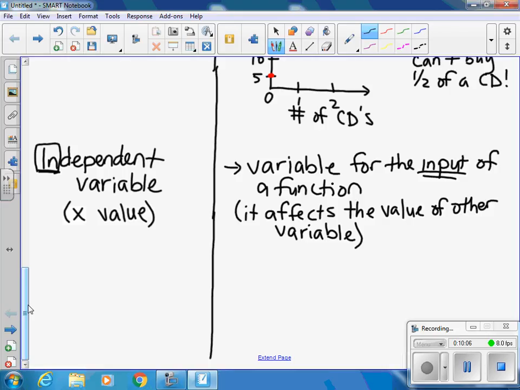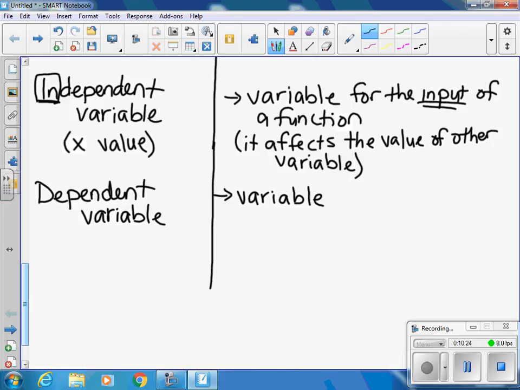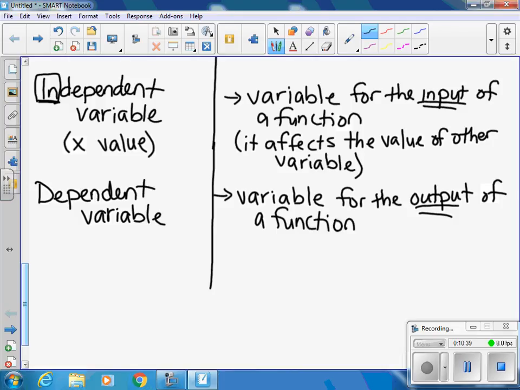Right? Now, the other word that goes along with independent variable, and its complete opposite, is going to be dependent variable. And your dependent variable is your variable. So once again, it's a letter, not a number. Don't ever give me a number for these situations. A variable for the output of a function. And an easy way to remember this is that it depends on. So it's got its own word in there. Dependent variable depends on the value of the other variable.